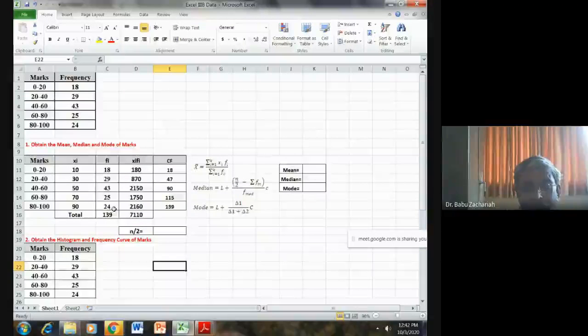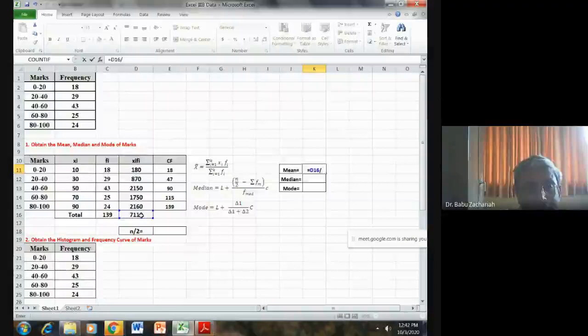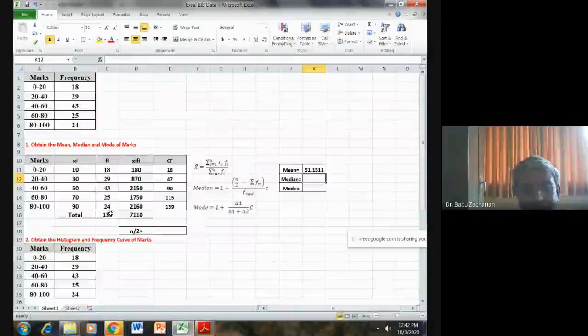So what will be the mean value? The mean value will be this sum divided by the sum of the frequencies. So that is that. Now median, how do you calculate it for such a table?